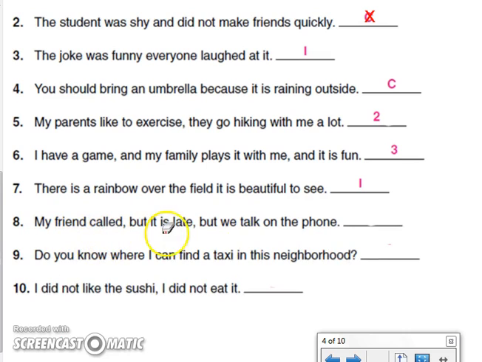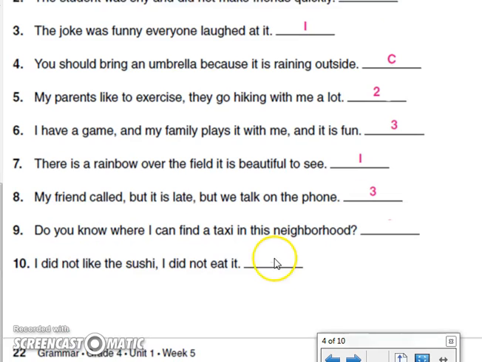8. My friend called, but it is late, but we talk on the phone. My friend called. Period. That can stand alone. It is late. That can stand alone because "is" is the verb. We talk on the phone. Talk is the verb. Who talks? We do. And look, I have 2 fanboys here. So it's a number 3. Too many independent clauses. I have 3 independent clauses there.